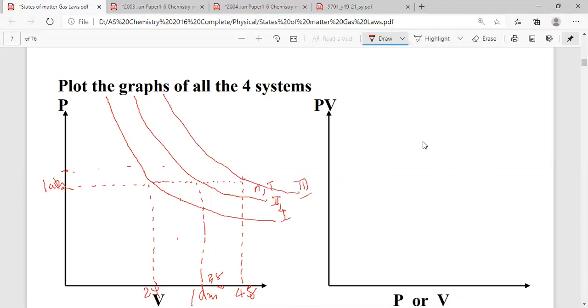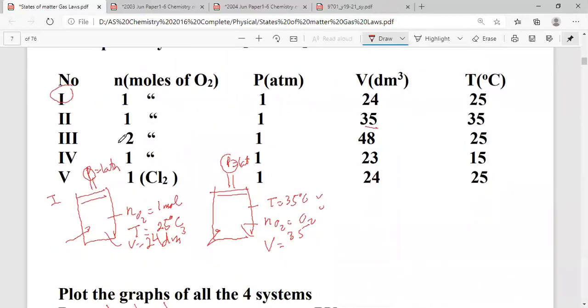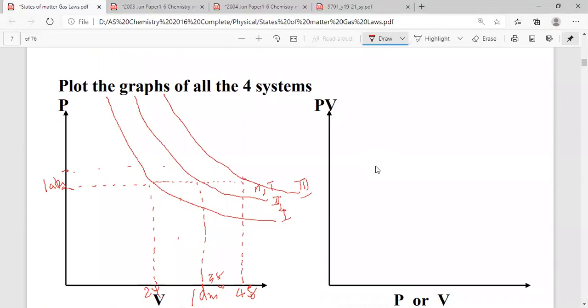Do you understand? So they ask you to draw on each of them if they follow Boyle's Law. Number 4: oxygen 1 mole, and lower the temperature to 15. Of course, the volume occupied will be smaller because the gas will shrink. So 1 mole, 23. See here.